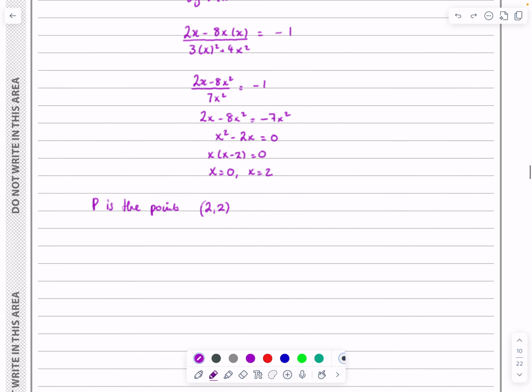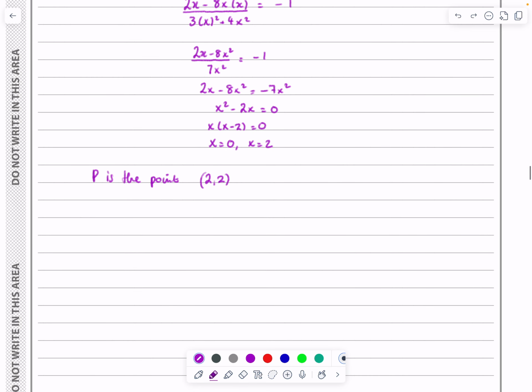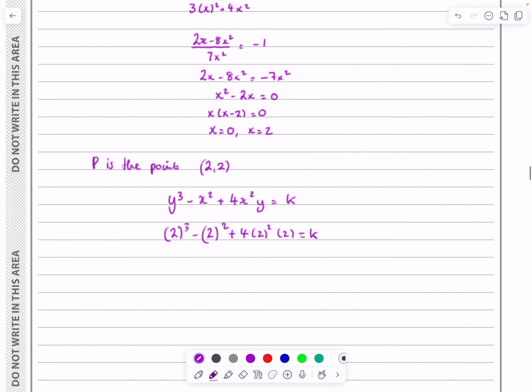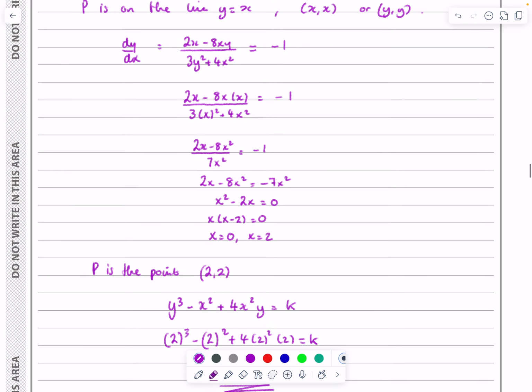So sub that into the equation. Might as well write the equation out again, just to make it clear to the examiner what we're doing. y cubed minus x squared plus 4x squared y is equal to k. This would be the other reason why we know that x is not equal to 0, because otherwise you get 0 there, so k wouldn't be positive. But we're now just going to sub in. So 2 cubed minus 2 squared plus 4 lots of 2 squared times 2 is equal to k. So k works out, if you do all those, to be equal to 36.